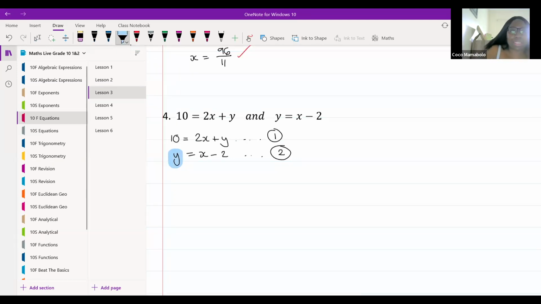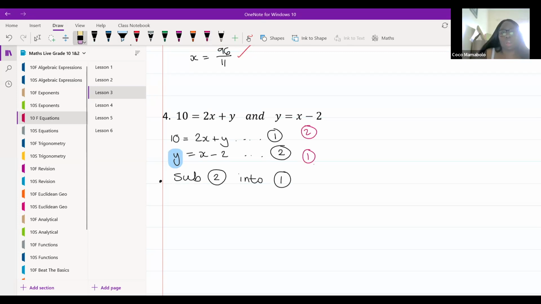So now, in my next step, I'm not going to say substitute 1 into 2. I'm going to say substitute equation 2 into equation 1, because it's a lot easier in this case. If you named yours the other way around, so if you made this one equation 1 and that one equation 2, that's perfectly fine as well. Yours will read sub 1 into 2, which is perfectly okay.